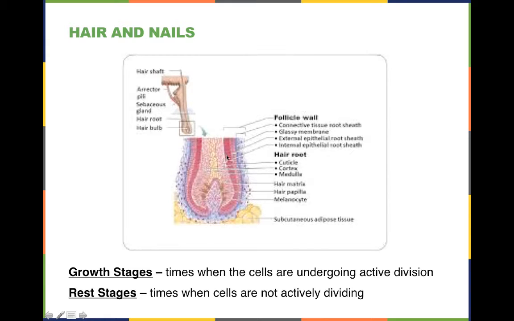And then the outer wall or the shaft of the follicle is made up of an internal root sheath and the external root sheath, which are shown right here. And when you pull out the hair, sometimes you see this whitish material on the root, and that whitish material is the internal epithelial root sheath.